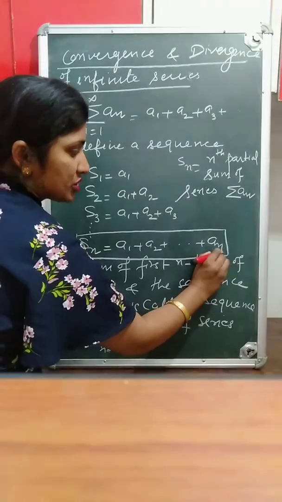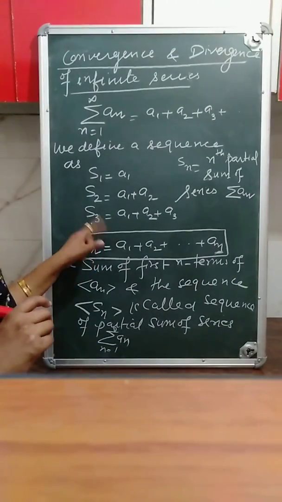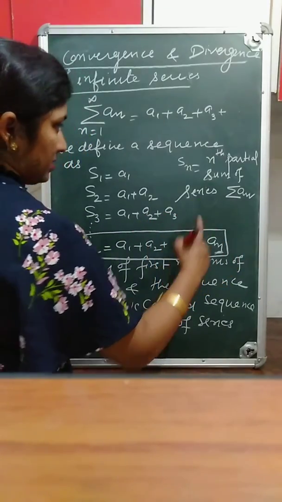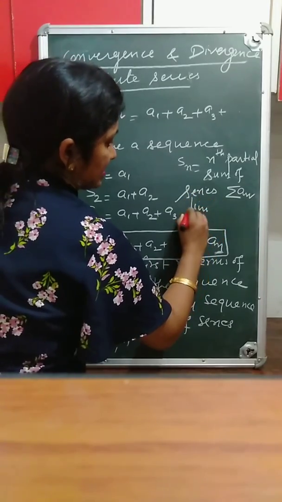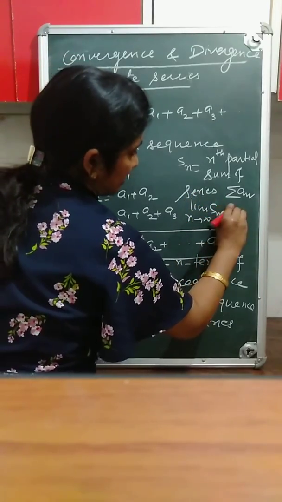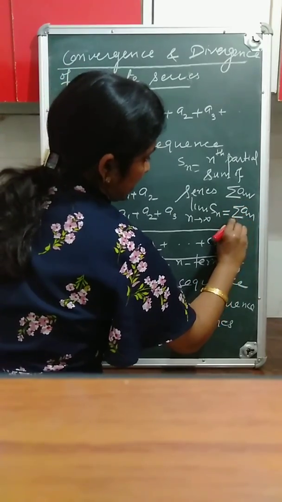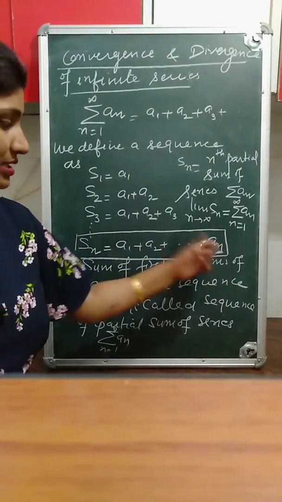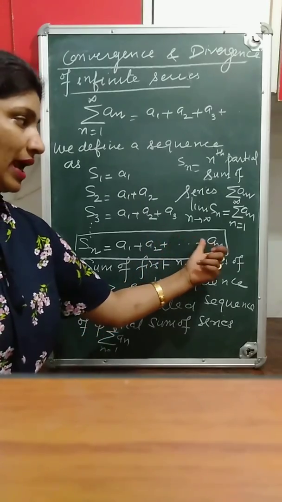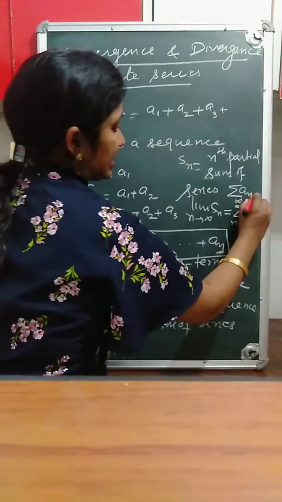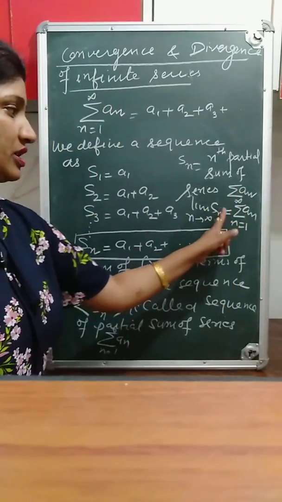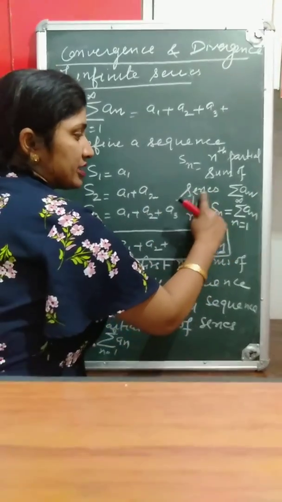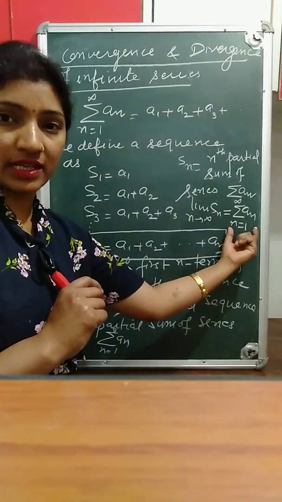When n approaches infinity, then the number of terms in Sn will be infinite, and in that case, limit n tending to infinity, Sn will be equal to summation a_n, n varies from 1 to infinity. Clear? Because if the number of terms goes to infinity, these terms will be a1 plus a2 and so on up to infinity, and in that case limit n tending to infinity, Sn will be summation a_n, n varies from 1 to infinity. So it is clear, if this sequence is convergent, then this series is convergent.